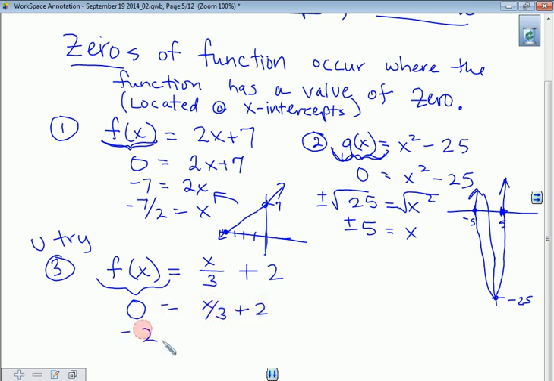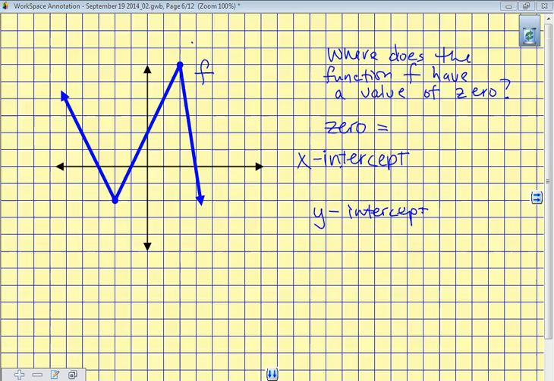Okay, so we'll move the 2, and we'll multiply by 3, and negative 6 equals x. Are we all happy? You good? Okay. Alright, so one of the zeros of this function is negative 6. So if I were to graph it, that would tell me it's going to cross the x-axis at negative 6, which gives me an x-intercept of negative 6, 0.